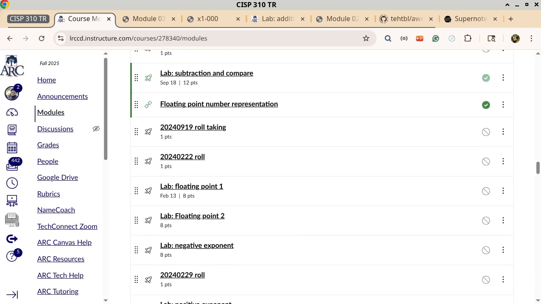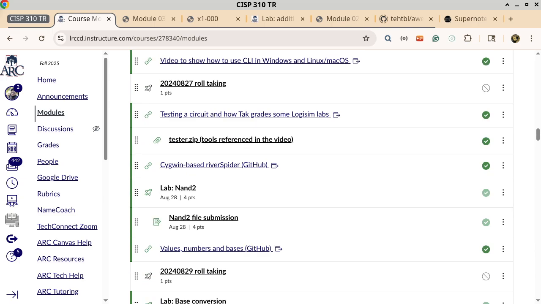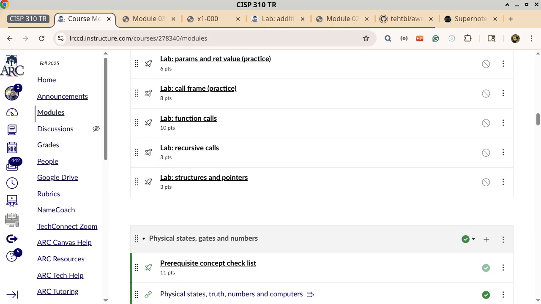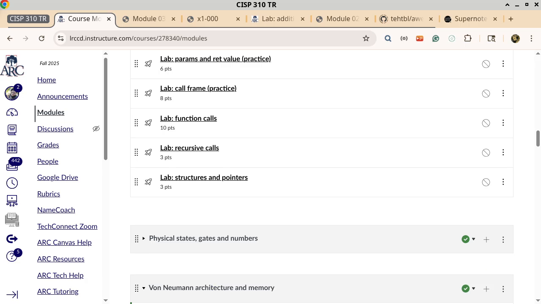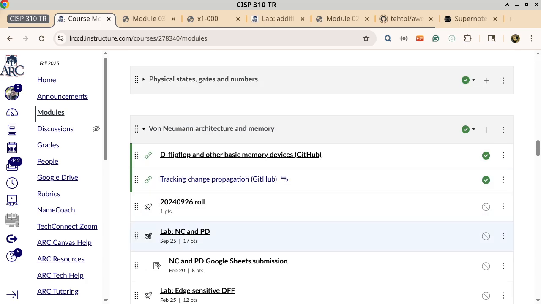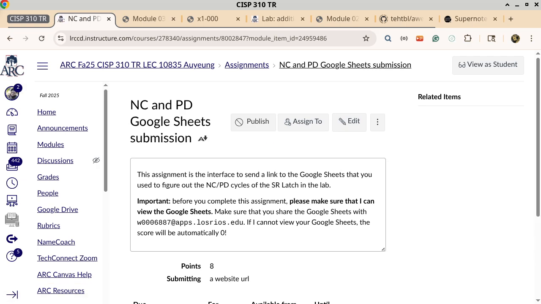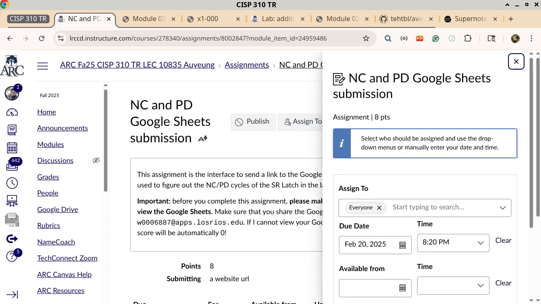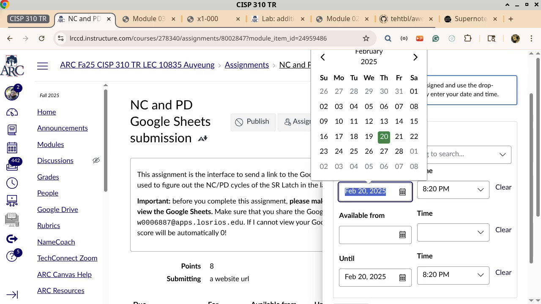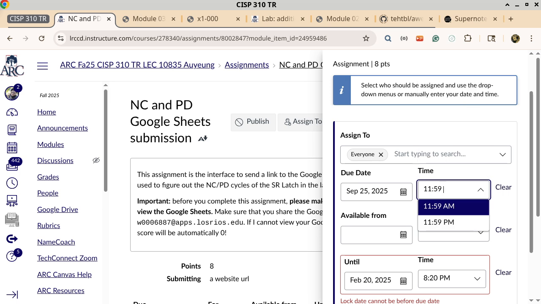Let me go back to, I should probably just collapse these so they don't get in the way. The other one, let me make it visible so that you can actually start on it. The other one is a Google Sheet submission, which you also have to do. I'm going to do the same thing here. We just make it due at the end of today, September 25th, 11:59 p.m.